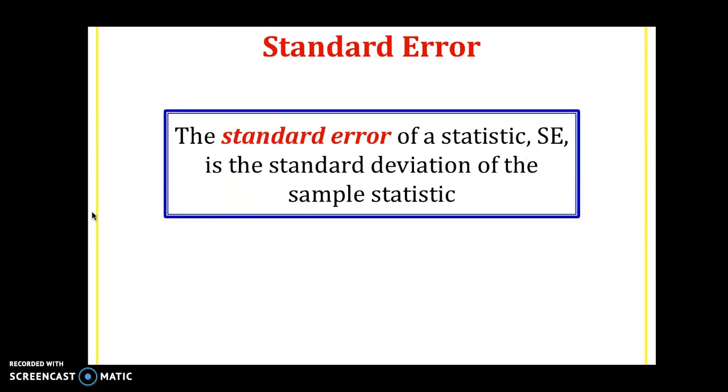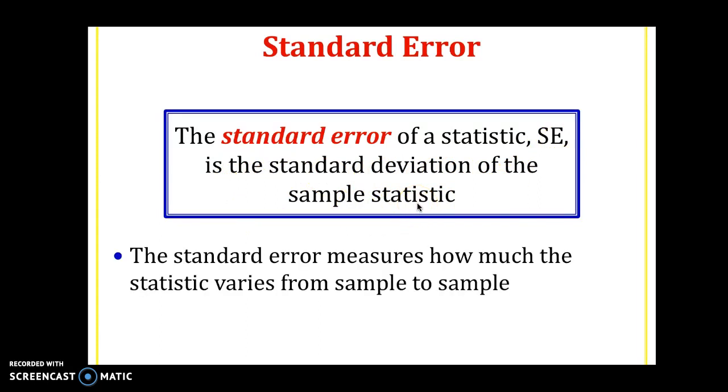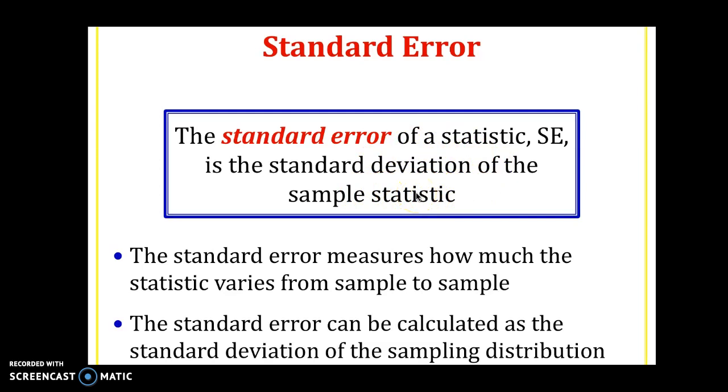The standard error of the statistic, which we shorten to SE, is the standard deviation of the sample statistic. So the standard error measures how much the statistic varies from sample to sample. It's not the standard deviation of one sample. That's not what this means. The standard error is the standard deviation of the sampling distribution of all the sample statistics. So keep that in mind: standard deviation of the sampling distribution. That is the standard error we're talking about right now.